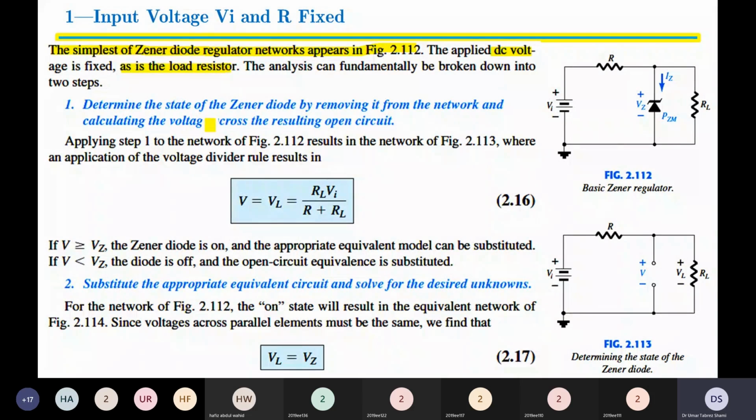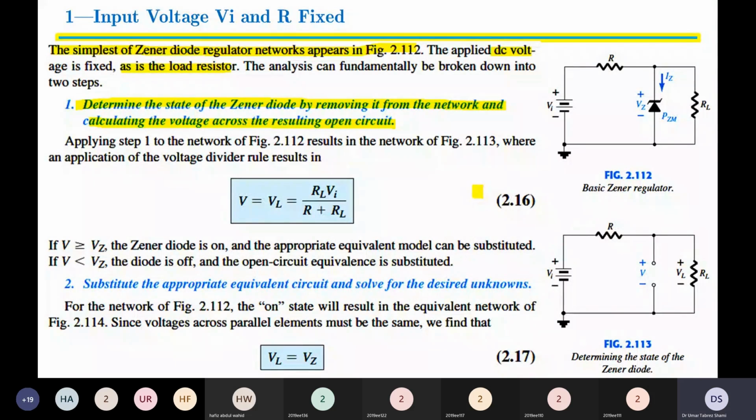The analysis can fundamentally be broken into two steps. So to analyze this circuit, we will break down our analysis in two steps. Remember that we have an input voltage fixed and the load resistance is also fixed. So we can say that the entire circuit is constant. Now, the first step to analyze such a circuit is to determine the state of the Zener diode by removing it from the network and calculating the voltage across the resulting open circuit.